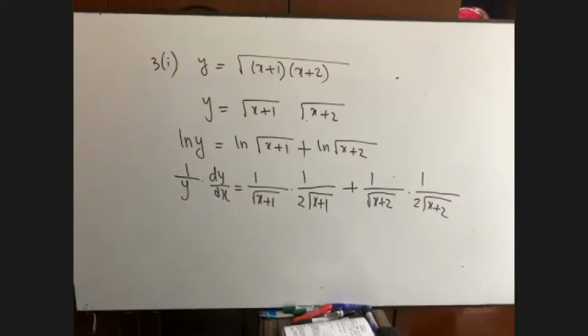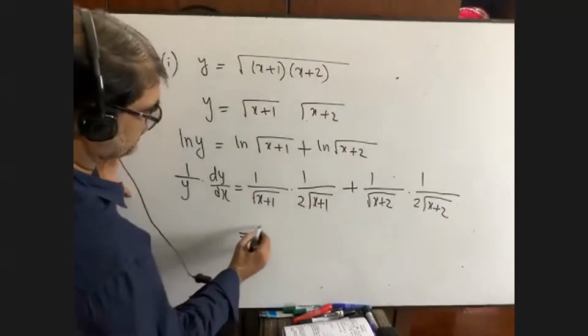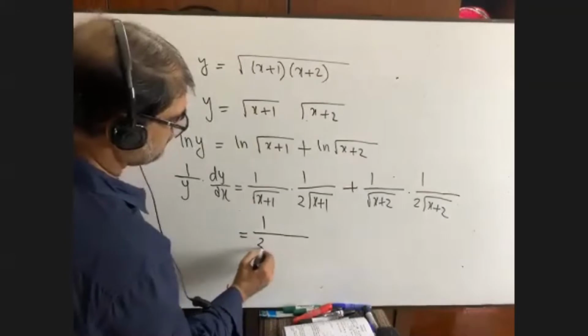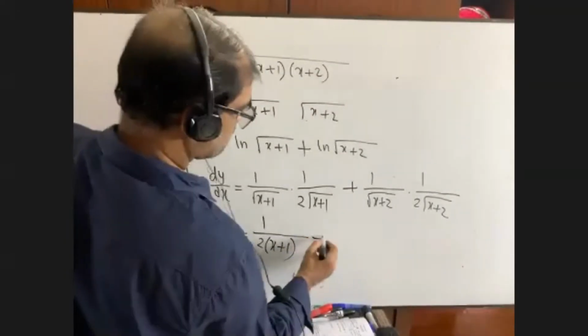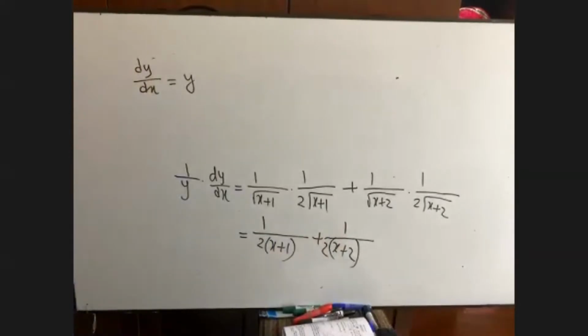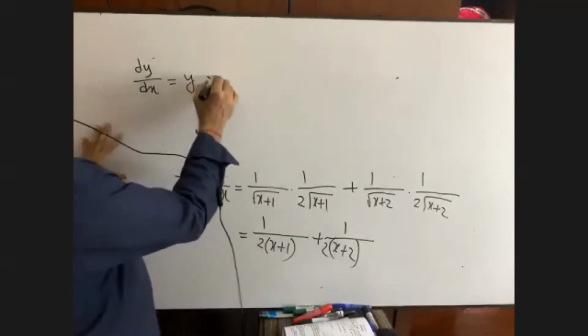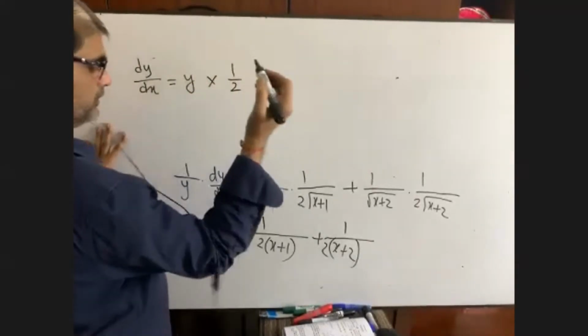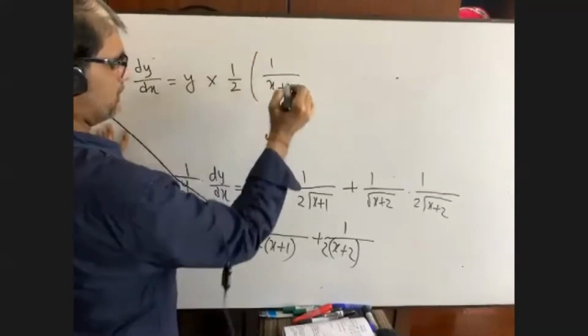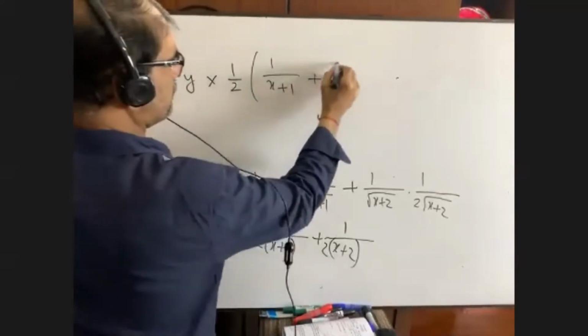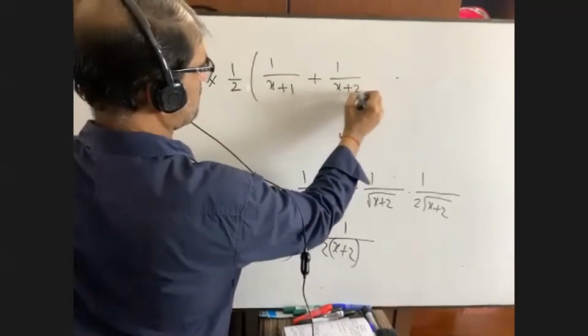It is what? 1 by 2 x plus 1. So you see, dy by dx equals y into, we can take half common, then it is 1 by x plus 1, and it is 1 by x plus 2, right?